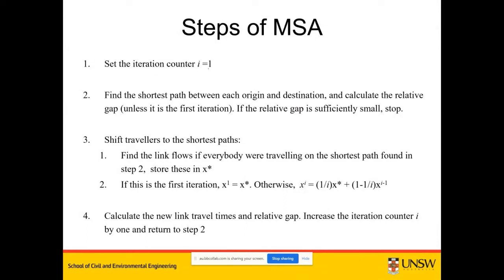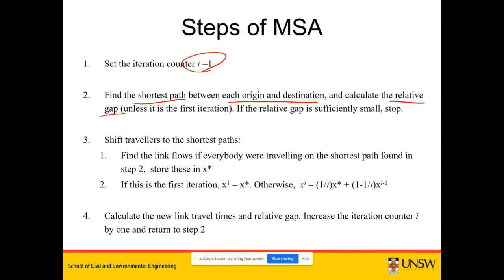We first start with iteration number 1. We find the shortest path between each origin and destination, and we calculate the relative gap, unless it's the first iteration. In the first iteration, we don't need to calculate the relative gap because there's no relative gap calculation. It's the first iteration. But in step 2, when it comes to iteration 2, 3, or 4, we calculate the relative gap to know when we should stop.